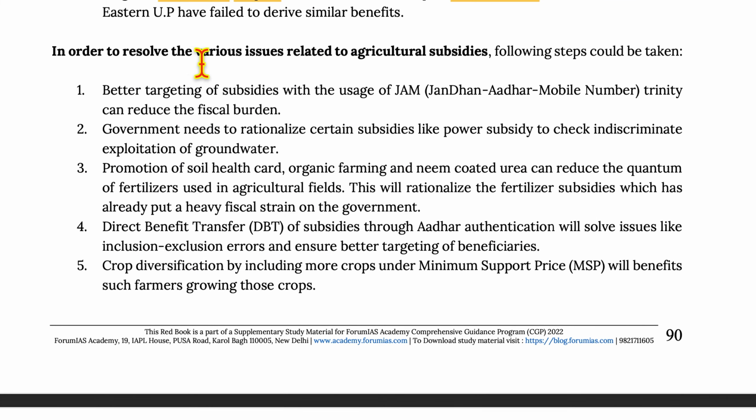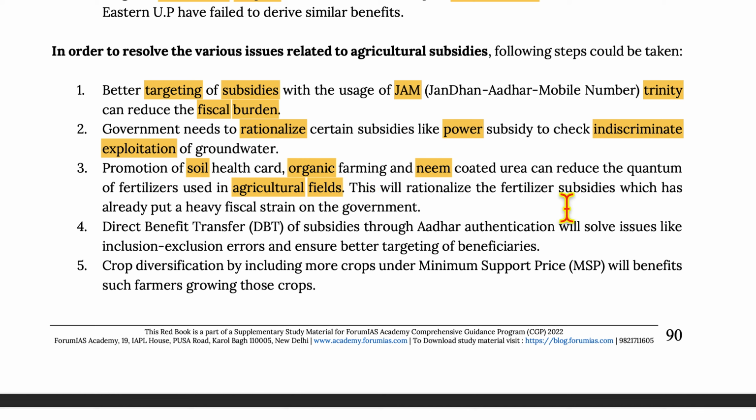Now, in order to resolve the various issues related to agricultural subsidies, following steps could be taken. Better targeting of subsidies with the usage of JAM, that is Jandhan Aadhaar Mobile Number Trinity, can reduce the fiscal burden. Now, government needs to rationalize certain subsidies like power subsidies to check indiscriminate exploitation of groundwater. Promotion of soil health card, organic farming, neem coated urea can reduce the quantum of fertilizers used in agricultural field.